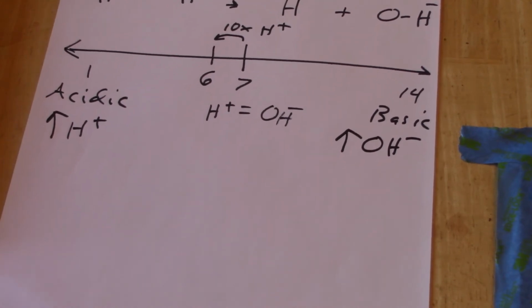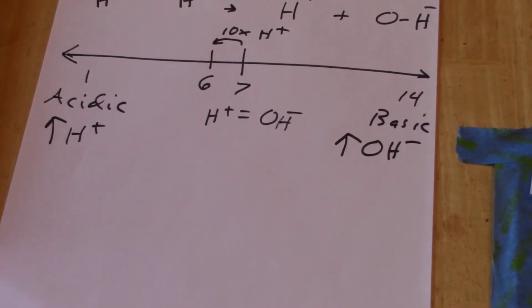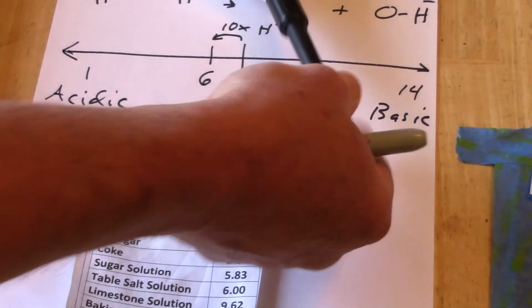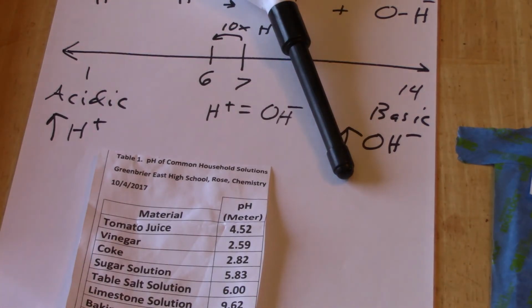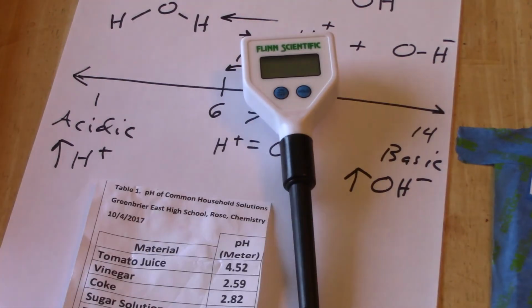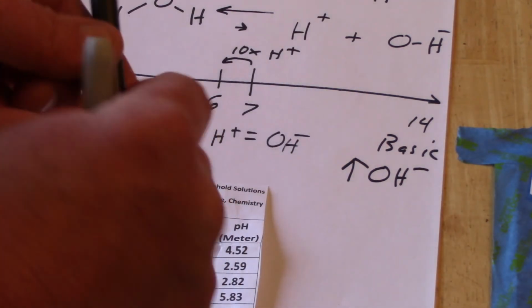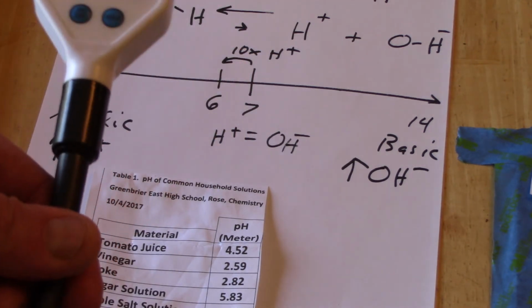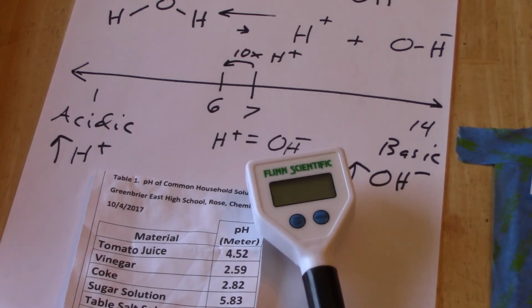If you do a lab looking at the pHs of some different materials, and we did this in chemistry, we took the pHs of some things with a pH meter that looks like this. So a pH meter, you have an electrode on the end, and you put that in the solution, and then it gives you a digital readout on the scale.